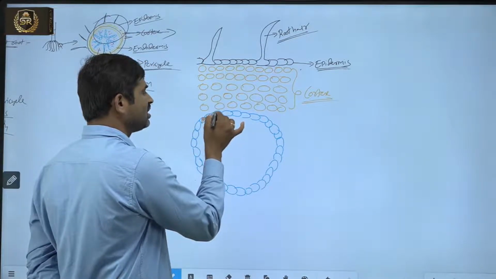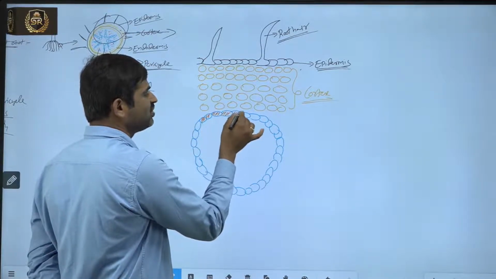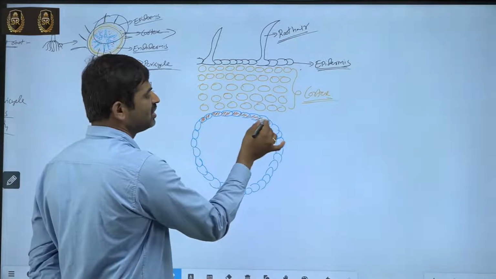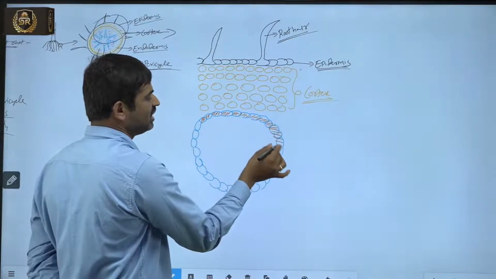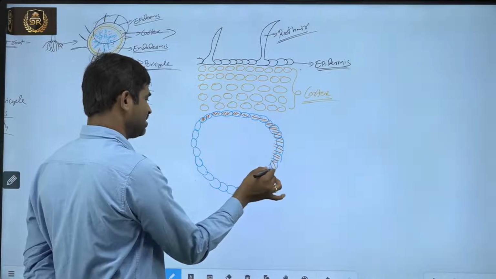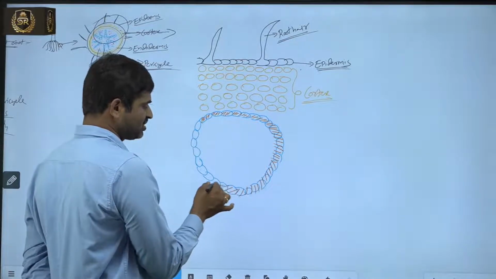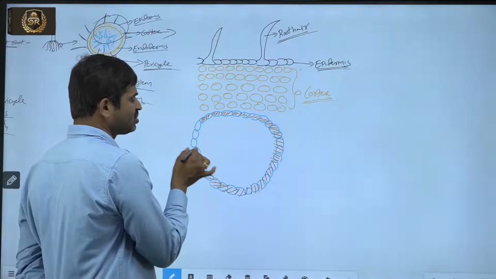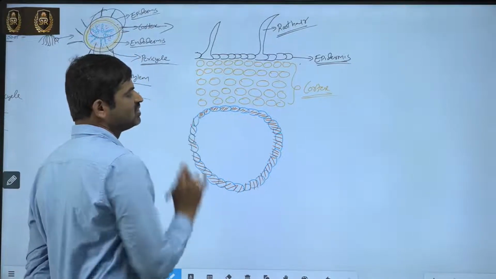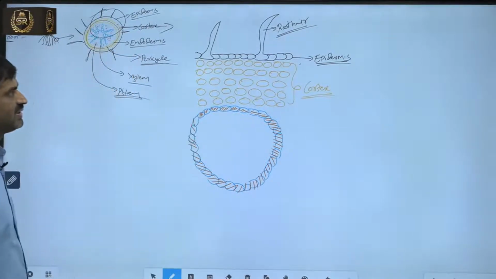These are the Casparian strips that are present. Casparian strips' main function is prevention of leakage of water from the stele to the cortex region.